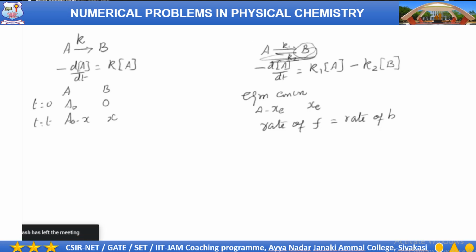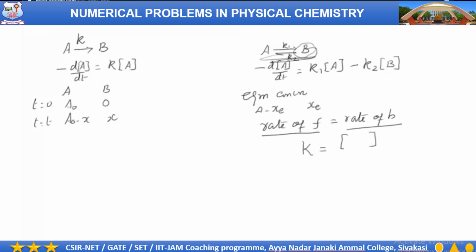What about the concentrations of A and B at equilibrium? In the majority of cases they would be different, not equal. Only the rate of the forward reaction equals the rate of the backward reaction. When the system attains equilibrium, we calculate a constant called the equilibrium constant, which is the active masses of the products divided by the active masses of the reactants. Here only B is the product, so K is the concentration of B divided by the concentration of A. Both should be the concentrations at equilibrium, not at any other time, only after attaining equilibrium.